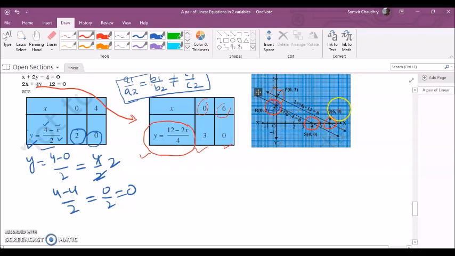When you draw the lines, these lines will be parallel lines. So this is the second type of situation, when these lines are parallel. You get this kind of condition when a1 by a2 is equal to b1 by b2 is not equal to c1 by c2, right? Now we will talk about the third situation.